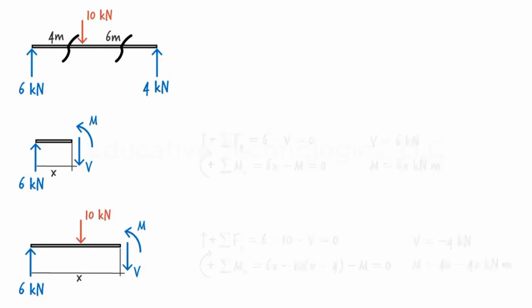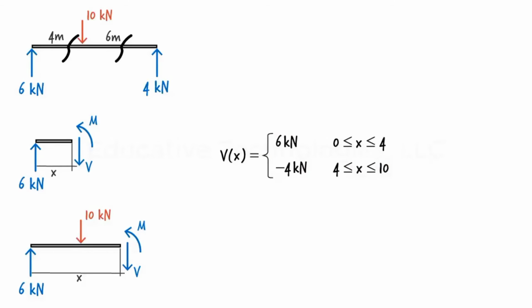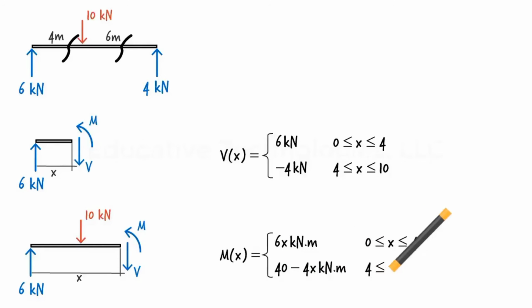Let's summarize the results. Shear in the beam is expressed algebraically using 2 equations. The first equation gives us the shear value in the beam when x is between 0 and 4. The second equation gives us the shear value when x is between 4 and 10. Similarly, moment in the beam is expressed algebraically using 2 equations. The first equation gives us the moment value when x is between 0 and 4. The second equation gives us the moment value when x is between 4 and 10. Here also, moment at x equals 4 can be calculated using either of the 2 equations.